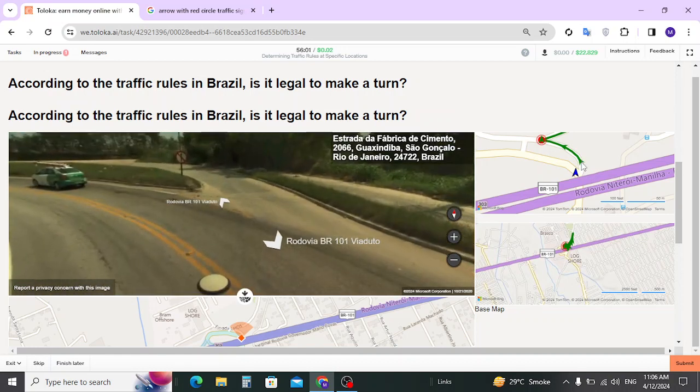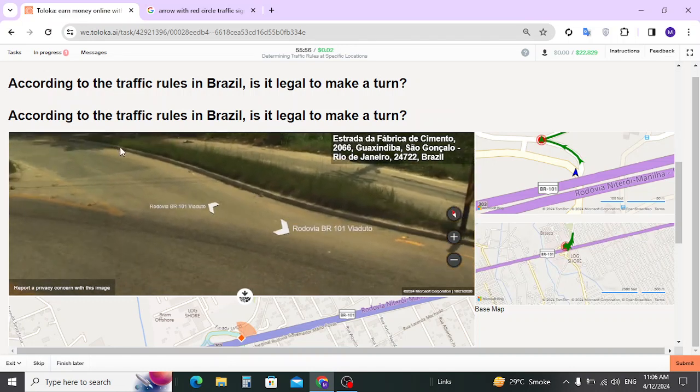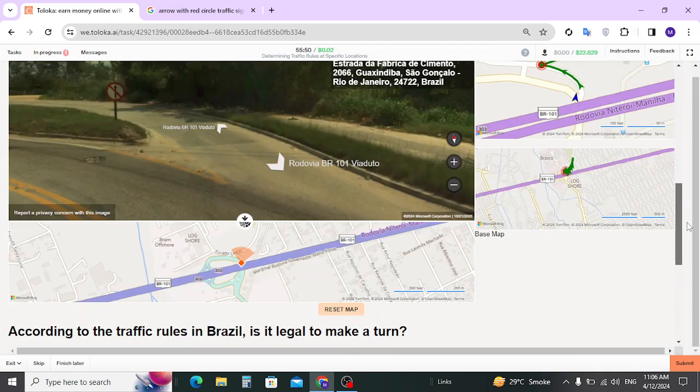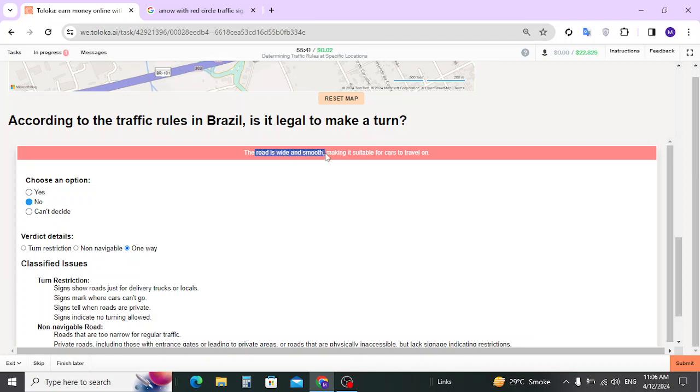Okay, this entry is basically prohibited. Here you can see from this mark that you cannot enter this way. So our starting point is in the wrong direction. So we will go for non and one way. The road is wide and smooth, making it suitable for cars and travel on.